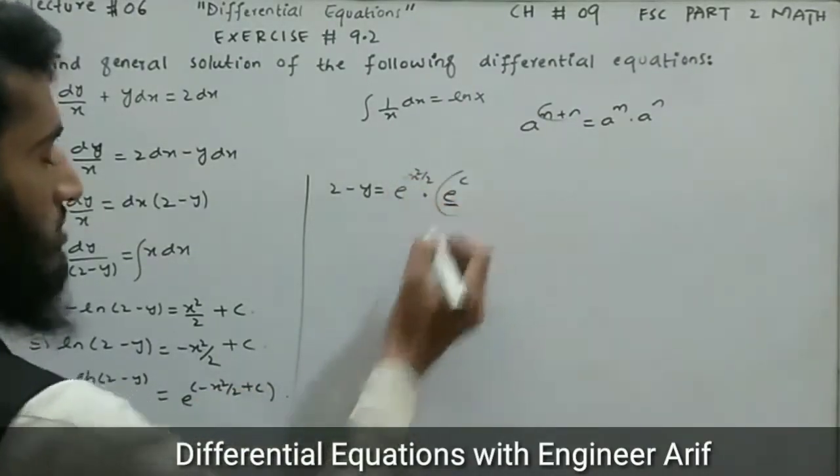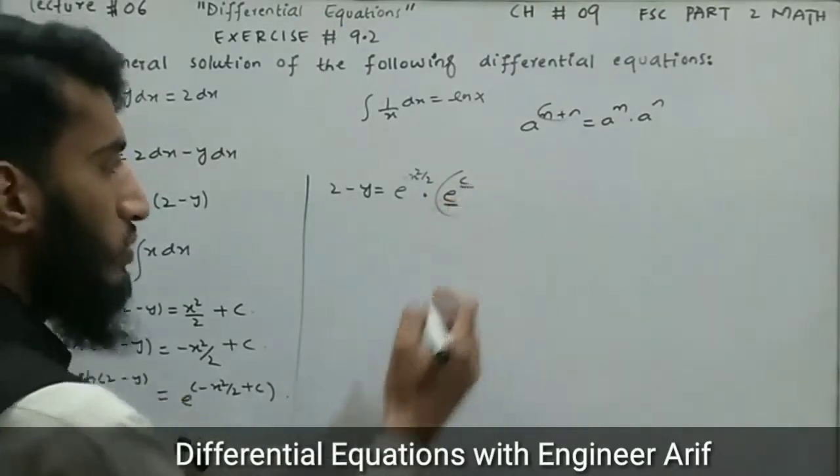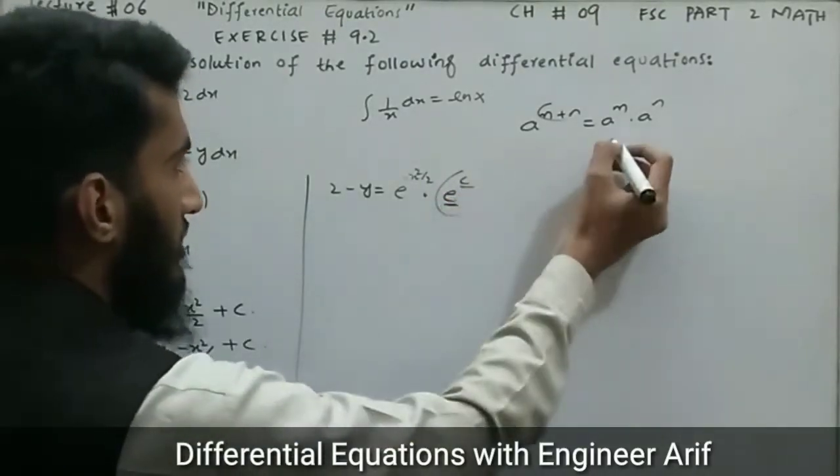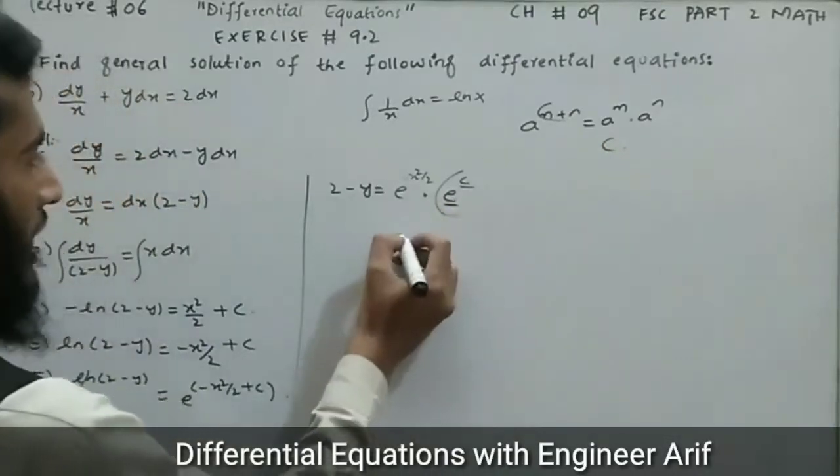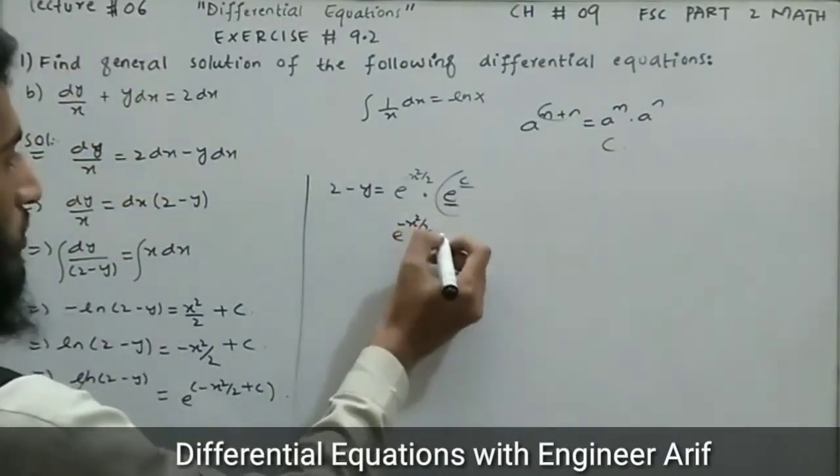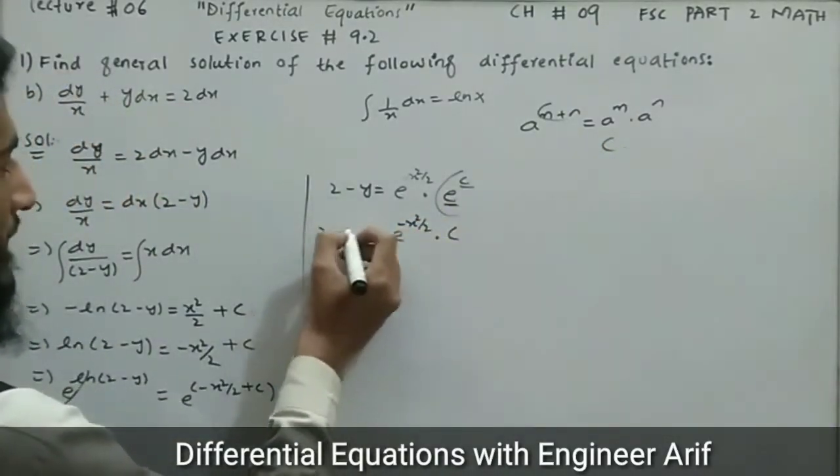So e is exponential, a constant, and this c is also a constant. So a constant to the power of a constant still gives me a constant c. So I will write c over here. e power minus x square over 2 into c is equal to 2 minus y.